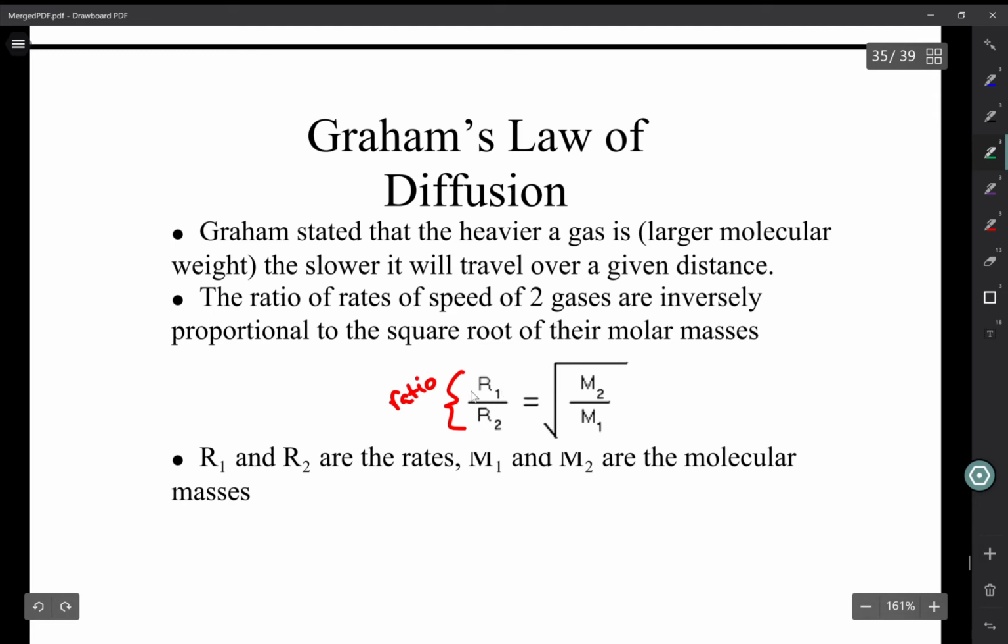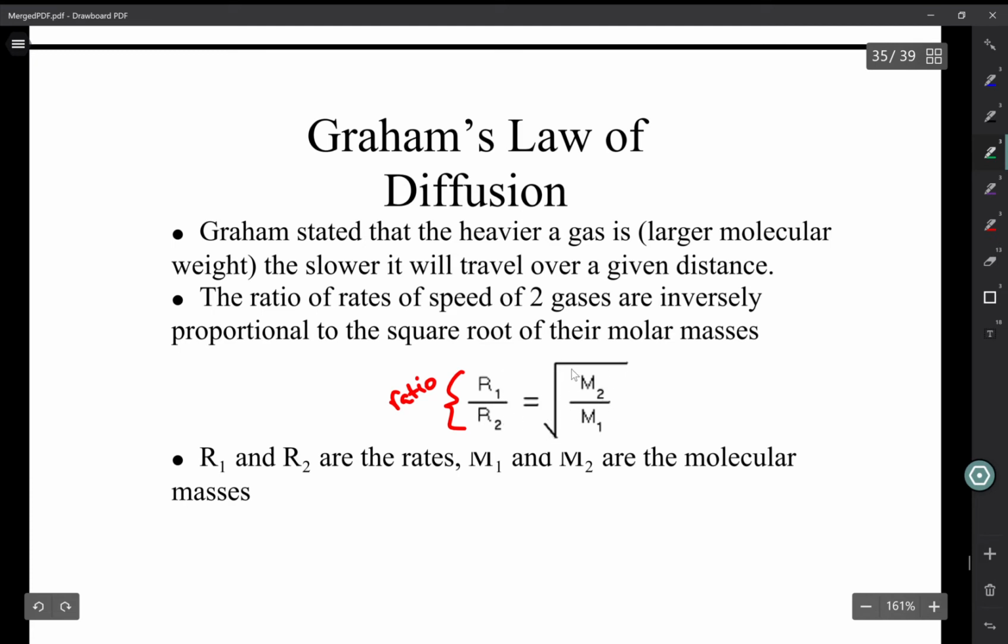R1 over R2. Now that is a ratio of rates. You know how ratios work, it's like 2 to 1 or 5 to 1. It can even be like 4.5 to 1. It just means how many times faster gas 1 is versus gas 2. So if they ask for the ratio of rates, you're looking essentially for that fraction there.